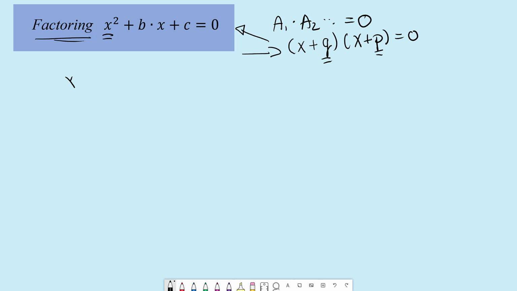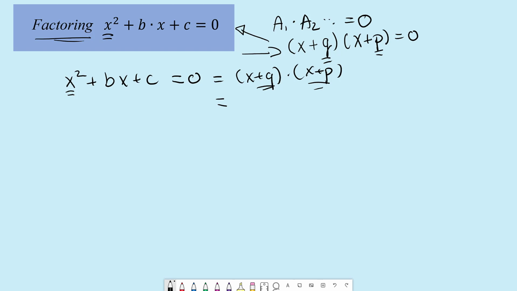Well, we're saying that x squared plus bx plus c equals 0. And that equals, on the other hand, also x plus q times x plus p. And again, we have these two linear terms, linear because we only have one power of x, because we know that we'll end up, once multiplying these two terms, with an x squared term. So let's do exactly that. Let's work on this right-hand side.